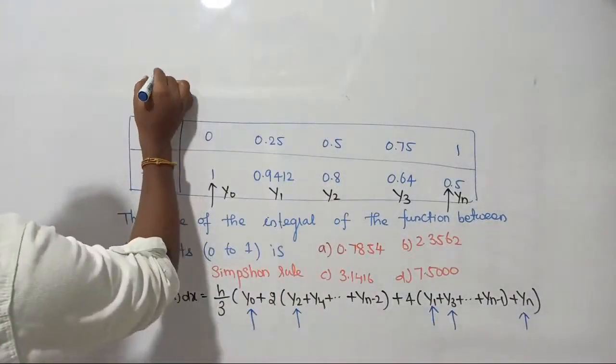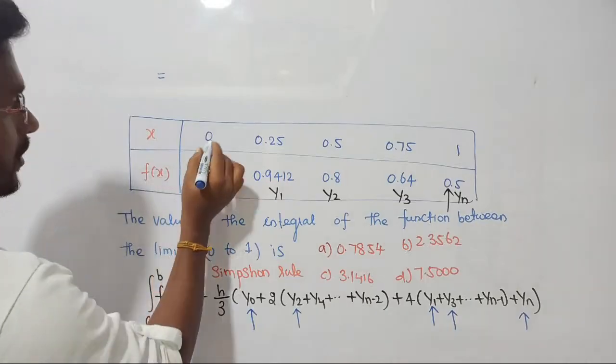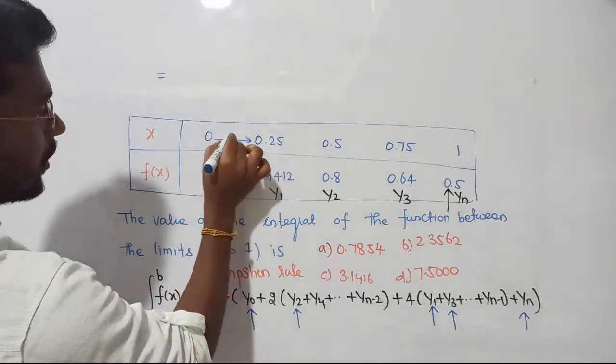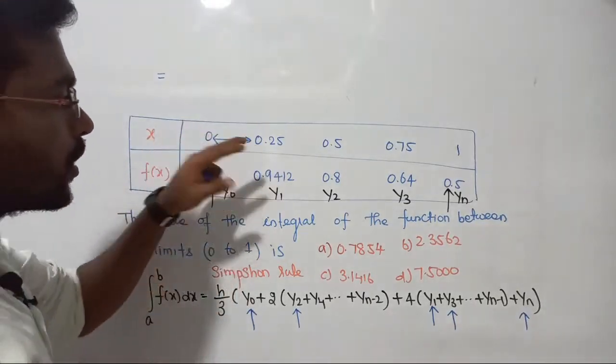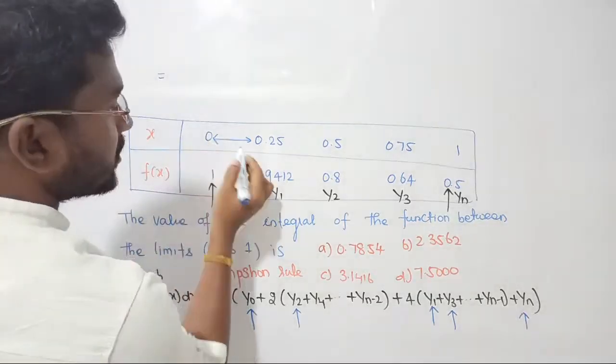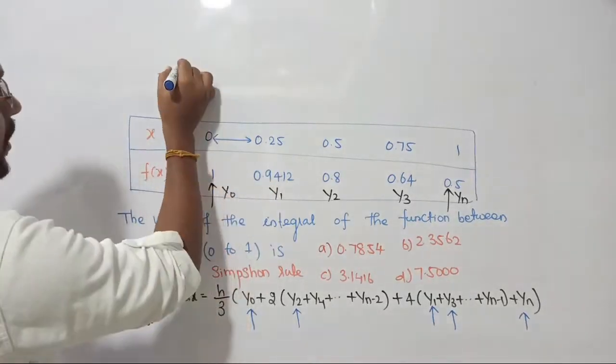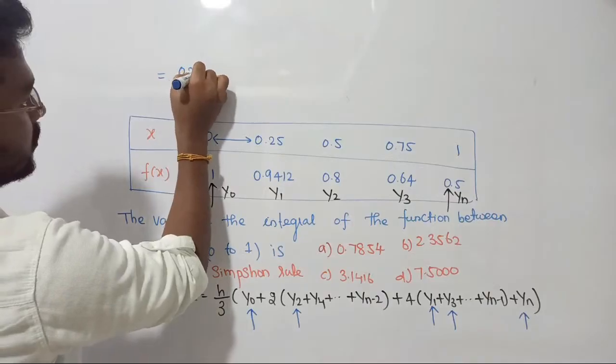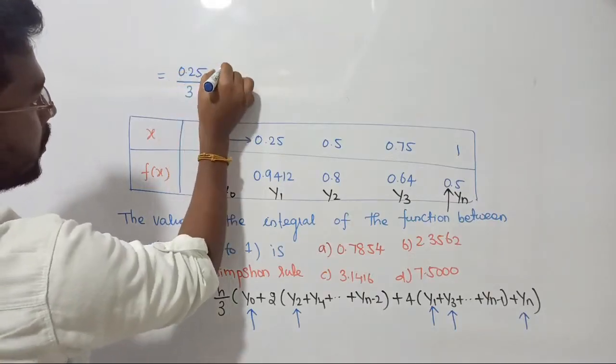If you are substituting all the values, what about the step size here? Step size is the gap between the first two values of x, which is 0.25. The step size is already given in your question itself: 0.25 upon 3, in bracket.